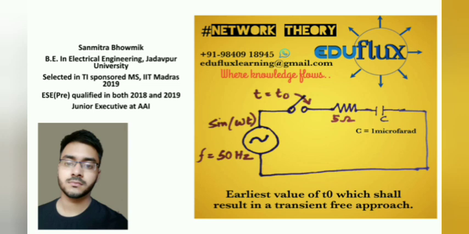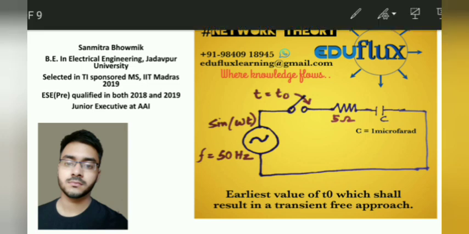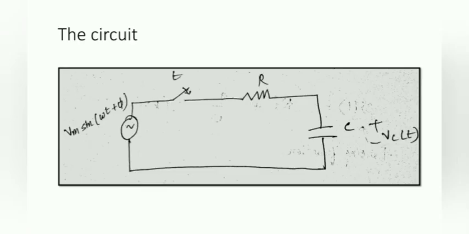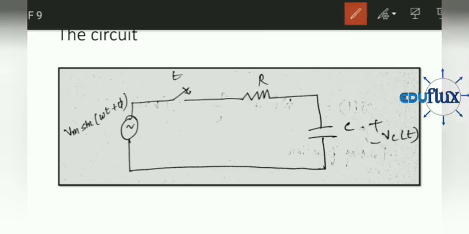response. Now see one thing, when we close this at t is equal to t naught, we will get two components. One is the DC component and the other is the AC component. One is the transient and another is the steady state. Now this is the circuit.